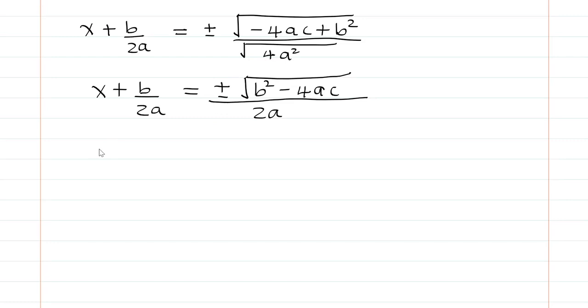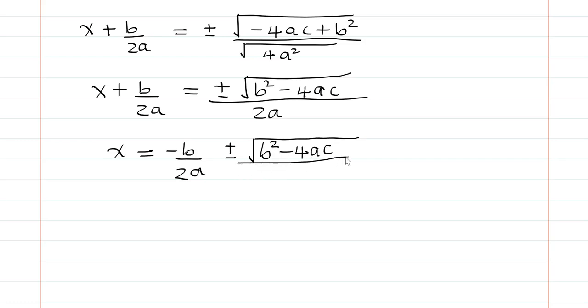Now from here, remember we are making x the subject of the formula. So our x here becomes equal to, if I take this one to the other side of the equation, if I take b over 2a, it becomes negative b over 2a. And then I continue, I have plus or minus there, root of b squared minus 4ac, and then this is over 2a. Use a straight line, please. Over 2a.